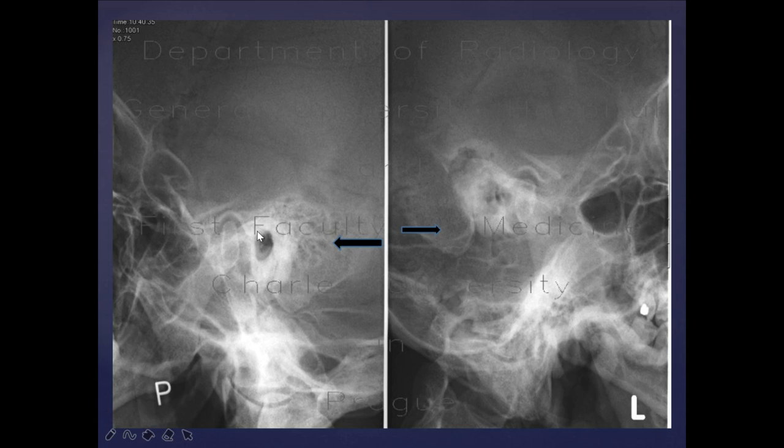On the right side you can see the external auditory canal superimposing over the internal auditory meatus, and this is the external auditory canal, and you can see the honeycomb appearance. This entire part is the pneumatized mastoid antrum. If you see the honeycomb appearance, that is a cellular mastoid. Usually a cellular mastoid appears as a honeycomb appearance in the X-rays. This is the external auditory canal. This is the mastoid part.